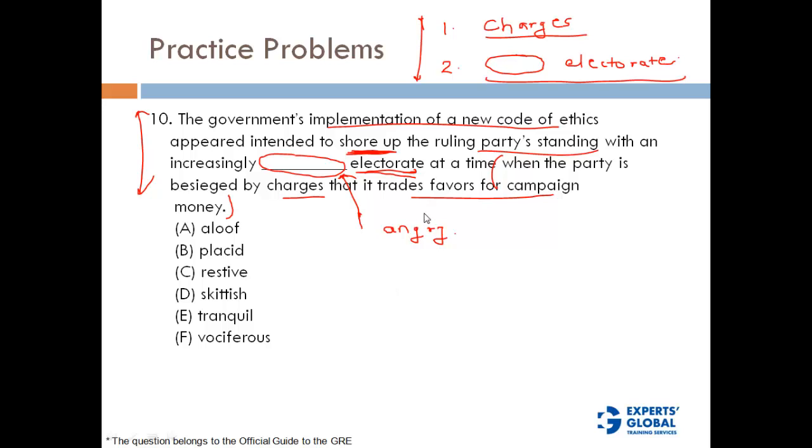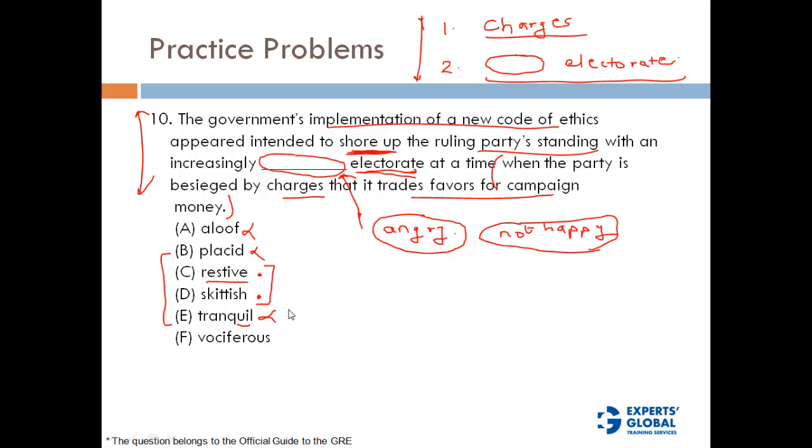So we need a word that does justice to this idea that people are not happy or are angry, or are basically not satisfied with the government right now. Okay, so let's look at the options. Aloof does not fit here. Placid means calm. So obviously the people are not going to be calm when the party is doing something like this. So that is not correct. Restive means restless. So this goes well in the context. Skittish also means difficult to control or violent. So both these words fit well in the context. Tranquil is same as placid, so it doesn't go in the context.